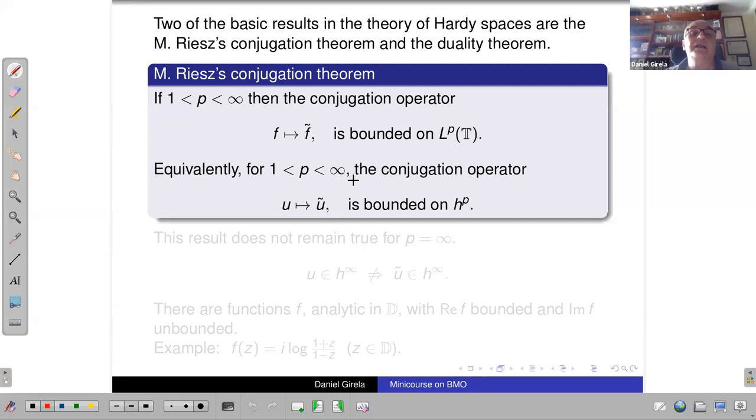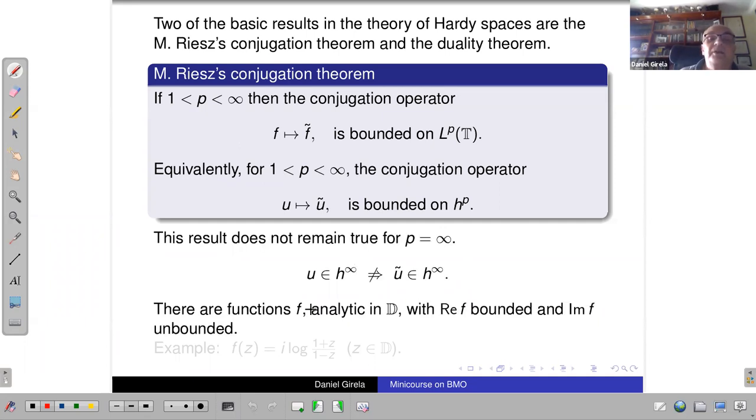As I have said, this result is true for p between 1 and infinity. It is well known that this is not true for p equal to 1. For p equal to 1, we have a weak type inequality. But anyway, I'm not going to speak about p equal to 1. I'm going to be interested in p equal to infinity. The result is not true for p equal to infinity.